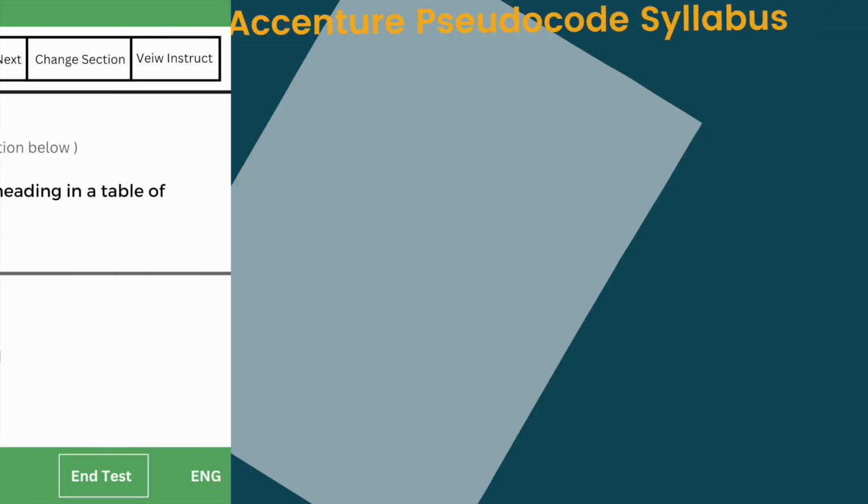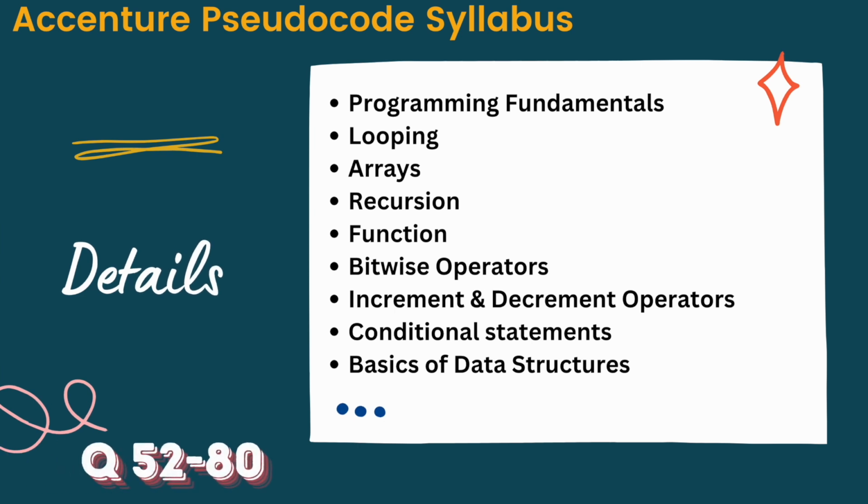After this, you are having 18 questions. The major challenge in the technical part is going to be the pseudocode. Here they will be giving questions on arrays and functions, looping, programming fundamentals, and especially bitwise operators. These are the types of questions you will get.